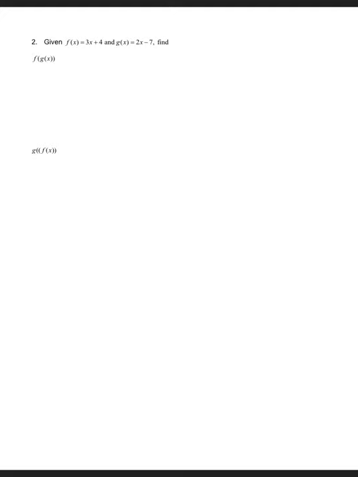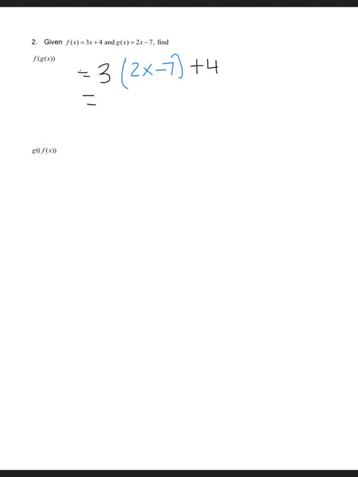So we are given f of x and g of x. So we start with the f function. So this is going to be 3 instead of x. I'm going to replace it with, instead of x, I'm going to use 2x minus 7. And then I continue with my function here.